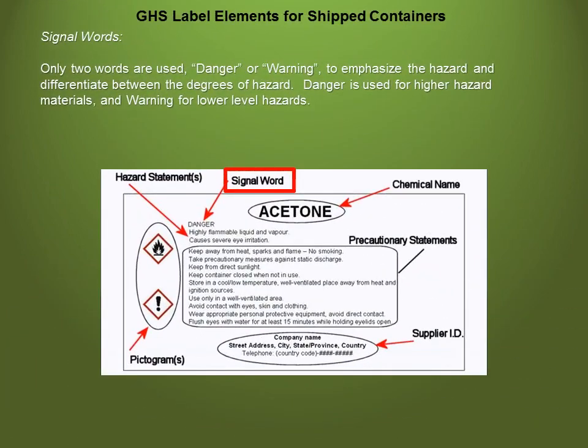Signal words. Only two words are used, danger or warning, to emphasize the hazard and differentiate between the degrees of hazard. Danger is used for higher hazard materials and warning for lower level hazards.